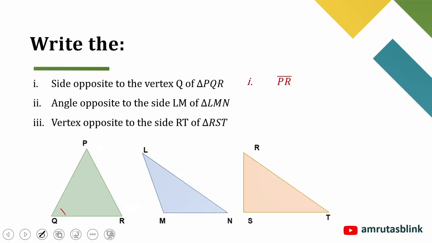Then we'll draw triangle LMN. Then angle opposite to the side LM. So this is side LM. So which is the angle opposite to this? Is angle N. That is angle N or angle MNL or angle LNM. Then I will also draw triangle RST. Vertex opposite to side RT is angle S, that is vertex S.